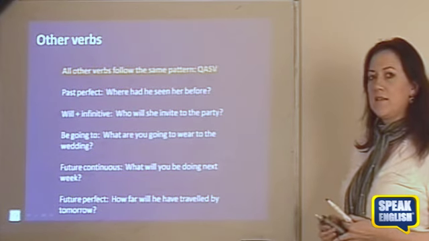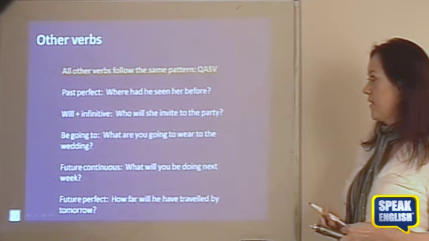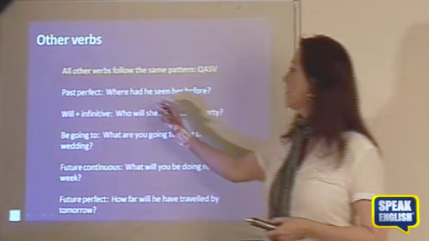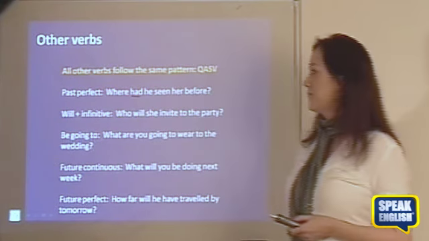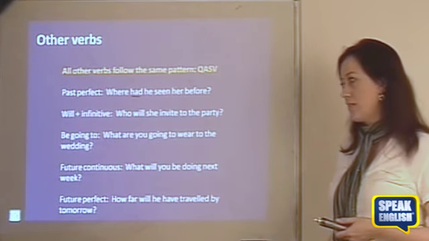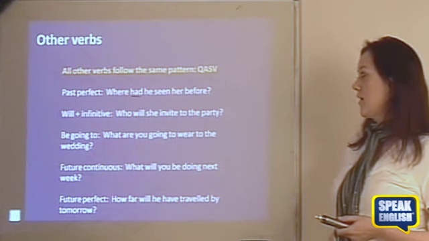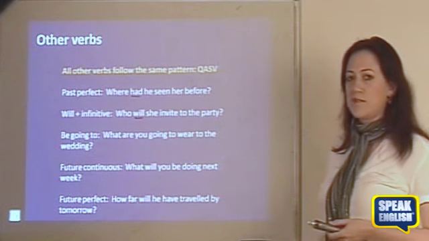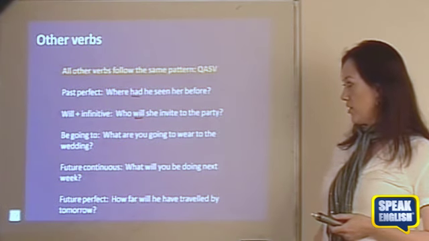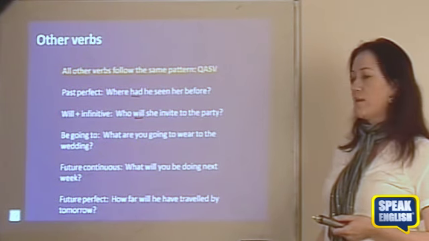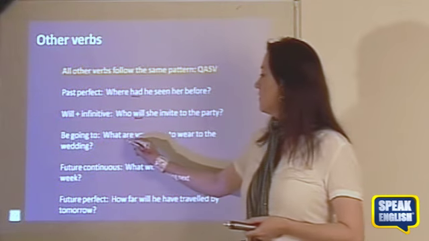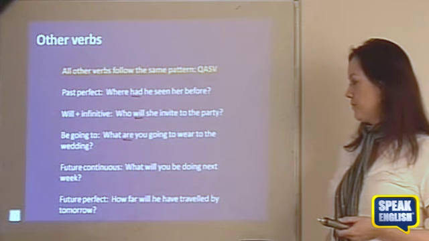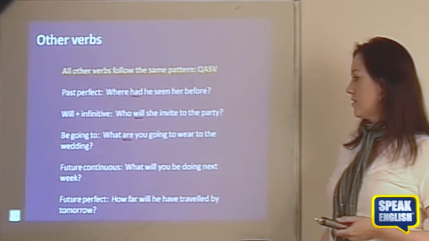Here's some more examples in different tenses. So past perfect. Where had he seen her before? Auxiliary verb had. Will plus infinitive. Who will she invite to the party? Will is the auxiliary verb. Be going to. What are you going to wear to the wedding? Are, auxiliary verb.